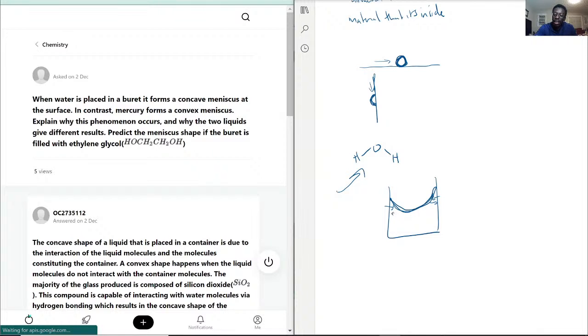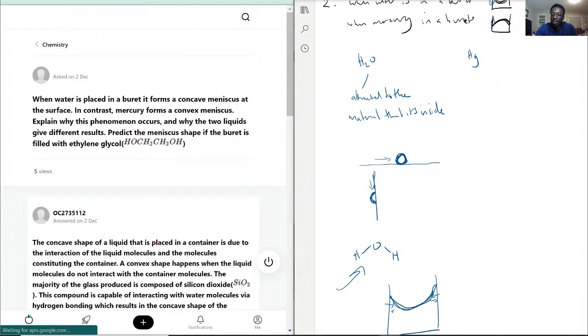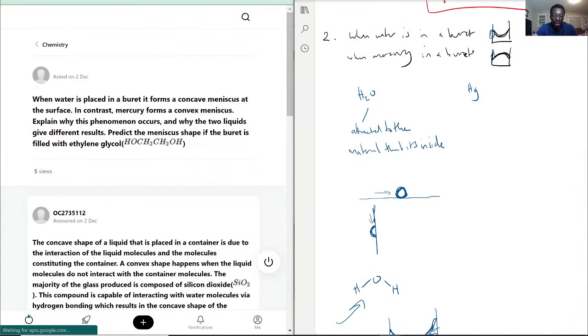Okay? And now, let's talk about mercury. Mercury, I wouldn't say is the opposite per se, but mercury is just the element mercury by itself. And because it's forming, as they say, a convex meniscus, we can say that there is no real force of attraction between the mercury and that burette. Mercury will, just like how the water, when it's on an oily surface, kind of just forms up a ball to itself. Mercury forms a convex meniscus because it'd rather be with itself than its surroundings.